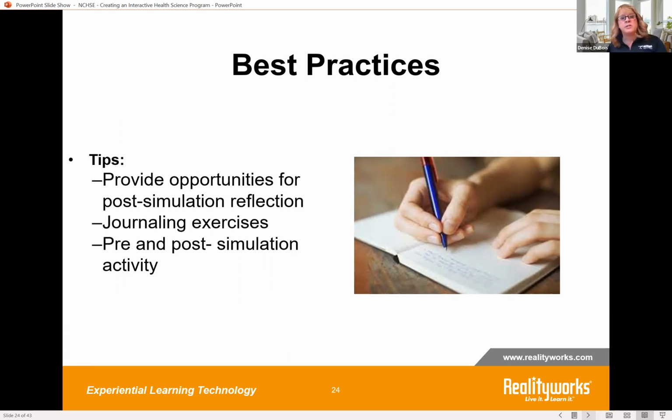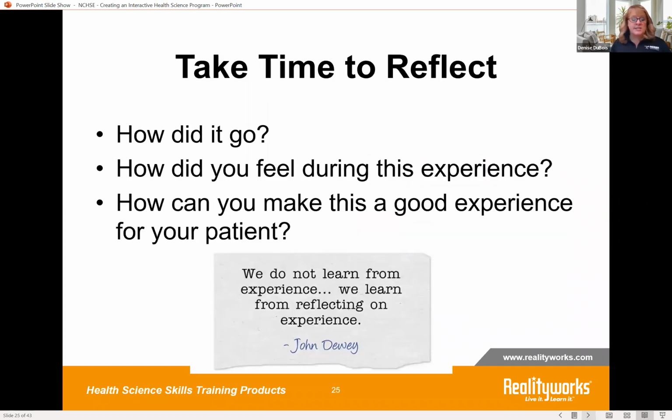We have also highly encouraged things like journaling exercises. We found they're really good, especially if you provide some key questions for students to answer about the experience. You may be amazed at the writing that you get out of students' post-simulation experience. And if you can provide pre and post-reflection activities, it's really helpful to set them up for success and get them thinking about what they're going to be doing and what they hope to learn in the wearable simulation experience. And then afterward: did you meet the objectives? What have you learned? And so forth. So again, take time to reflect.